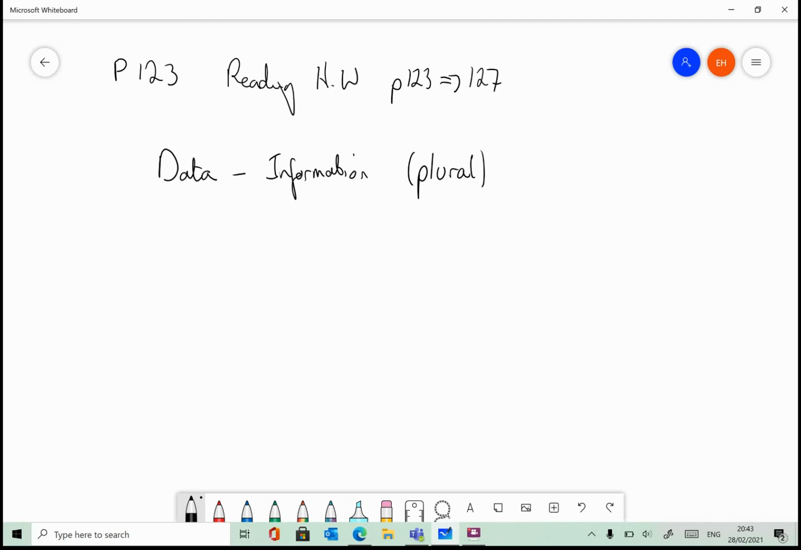Now, for us, there are two different types of data. There is categorical and there is numerical. So there's categorical data and there's numerical data.